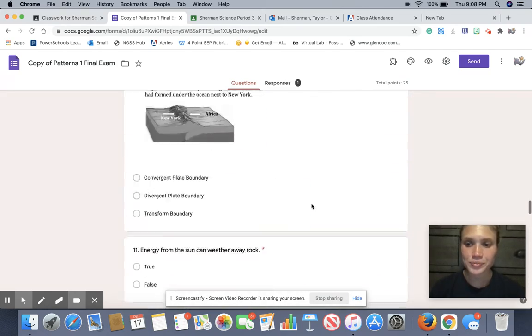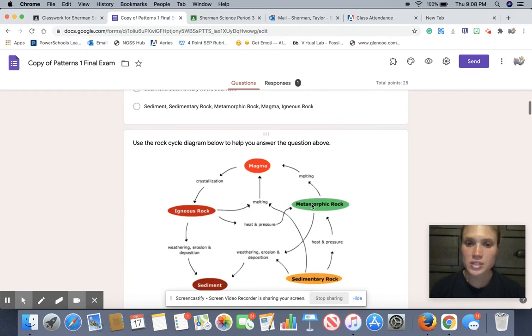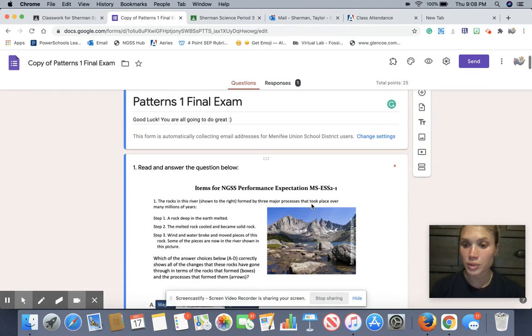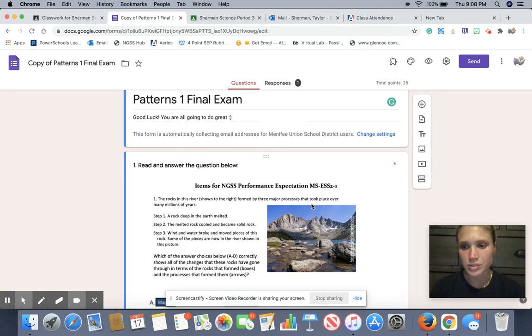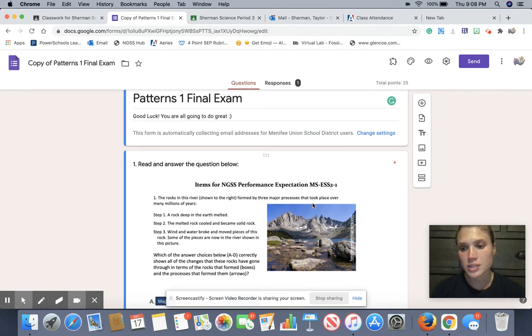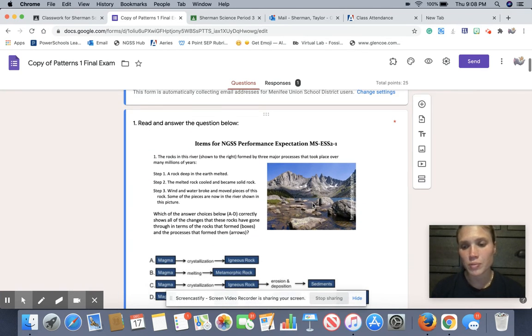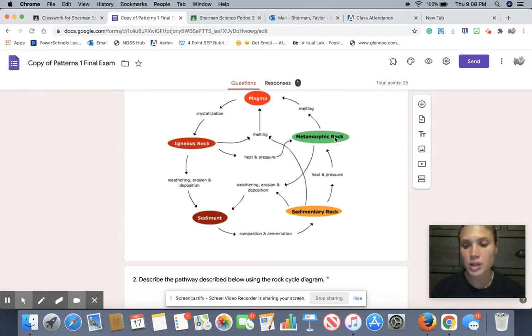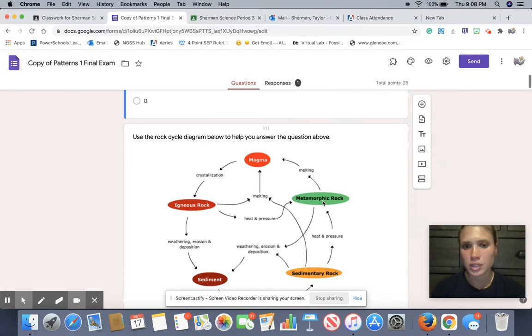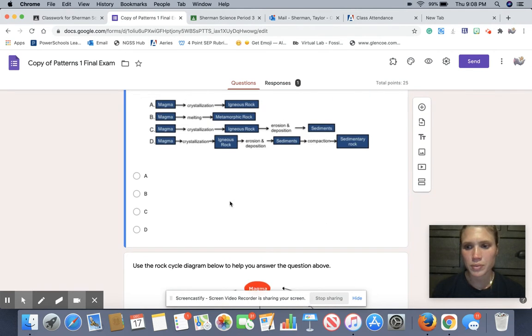For these ones, you need to read the questions carefully. They're long questions, and they may not be worded the way that you're used to, but I will go over the first one with you right now. This is the rock cycle. I gave you a couple of these diagrams to look at. Remember, follow the arrows. The arrows don't go backwards. They only go in the direction that they're pointing. Just be mindful of that as well.